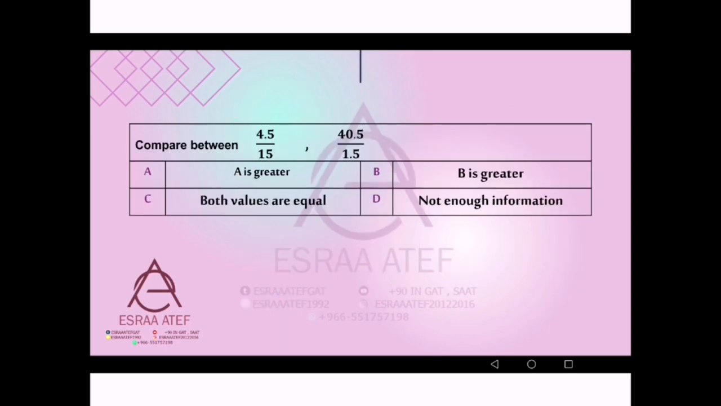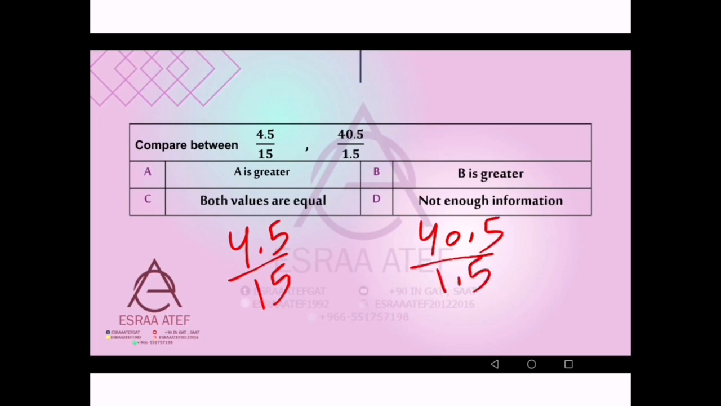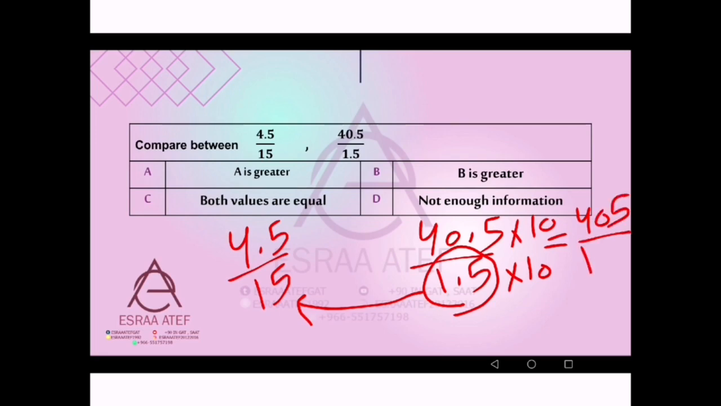Here he wants you to compare between them. I have 4.5 over 15 and the other value, which is 40.5 over 1.5. First, I want to make the denominator 15 like this one. How can we make it? We will multiply down and up by 10. So here it will be 405 and down it will be 15.